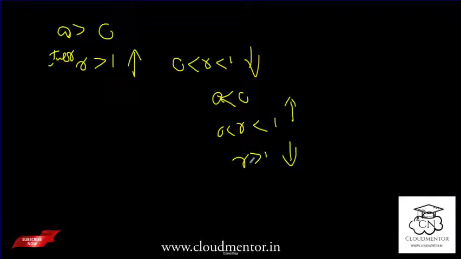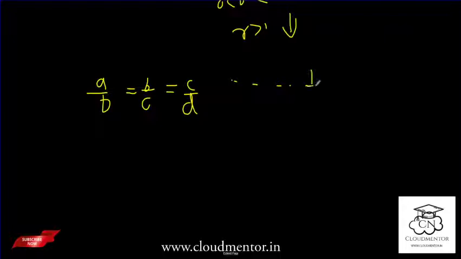So that is it. And if A, B, C, D are in GP, then they are also in continued proportion, that is A by B equal to B by C equal to C by D, that's equal to 1 by R.